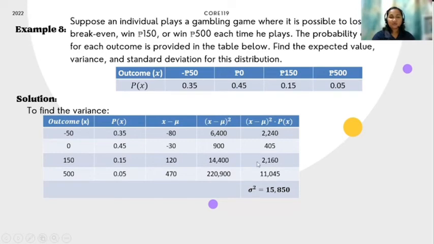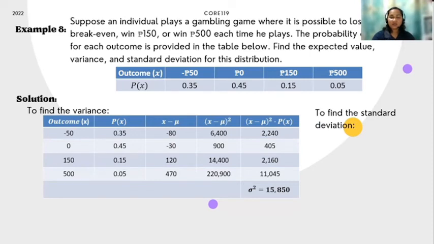on the fifth column we'll arrive at 15,850 pesos in terms of the unit of measure. So this will also serve as the variance of the given probability distribution. Now, let's compute for the standard deviation.